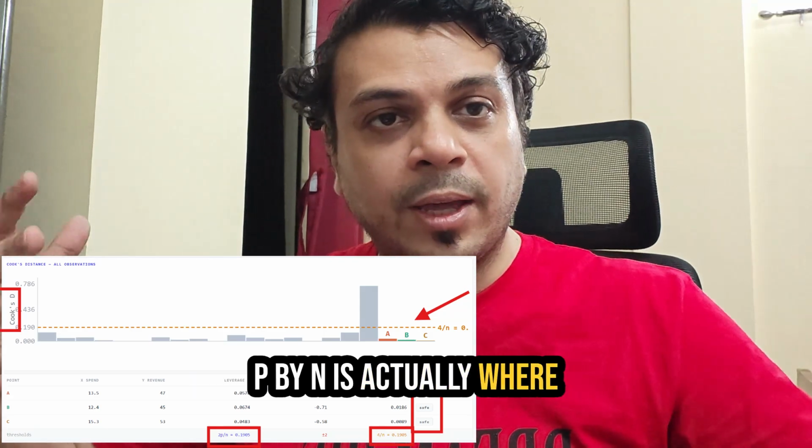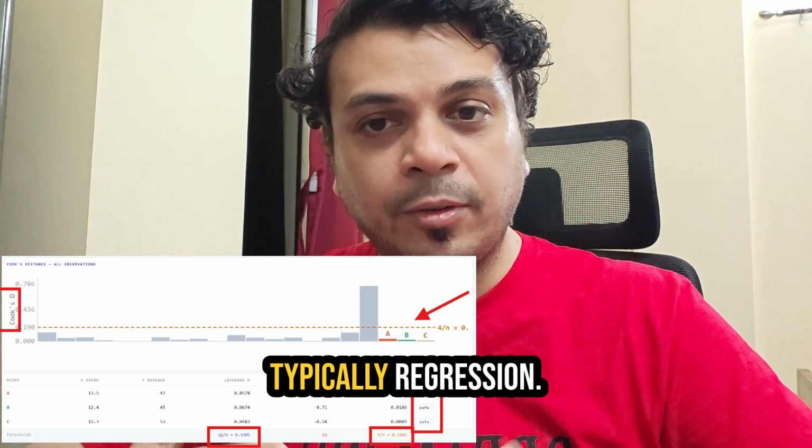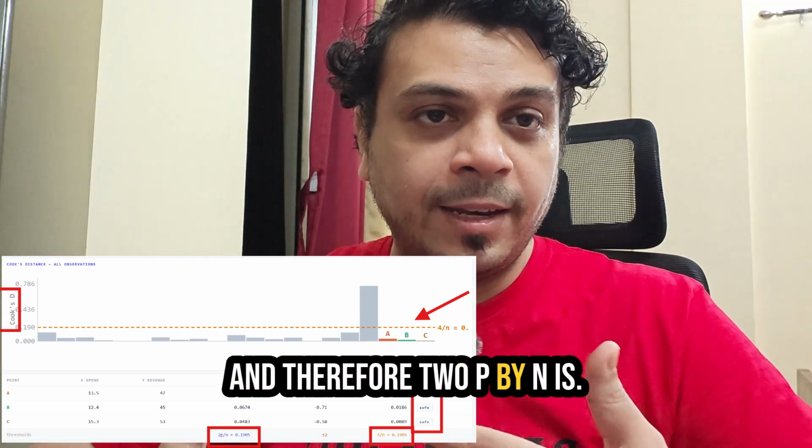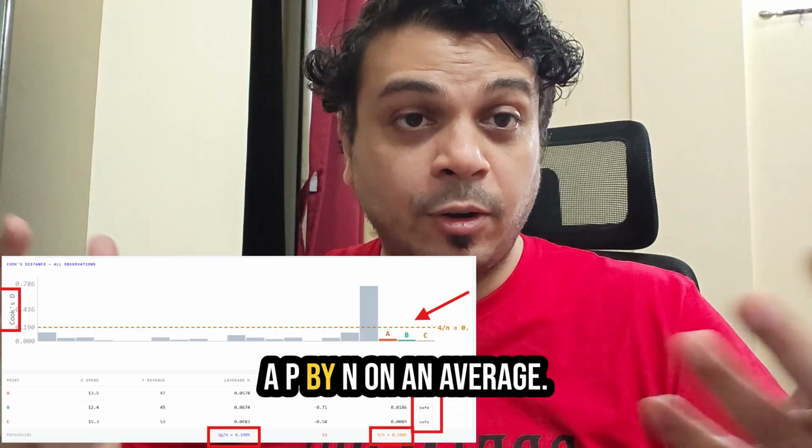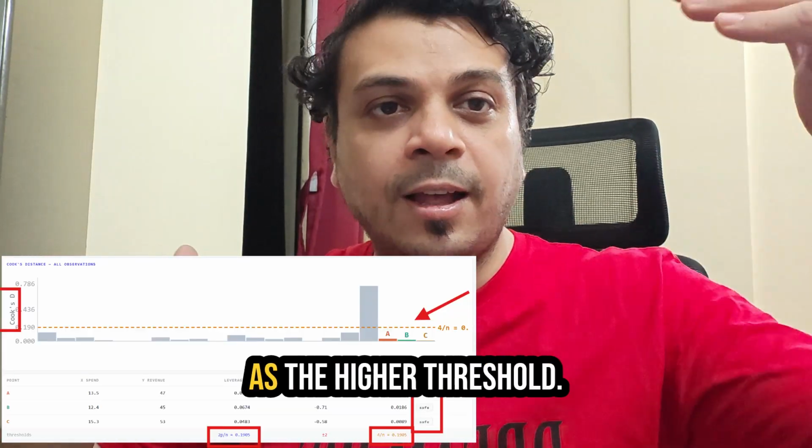P by n is actually where it will always converge, typically in regression, and therefore 2p by n is p by n on average, so 2p by n is considered as the higher threshold.